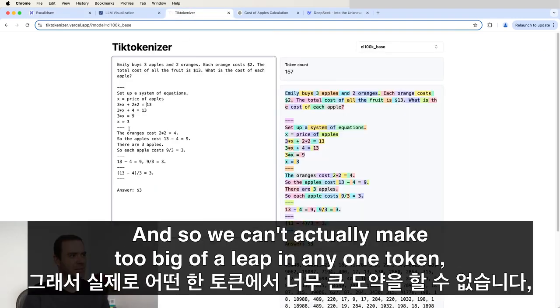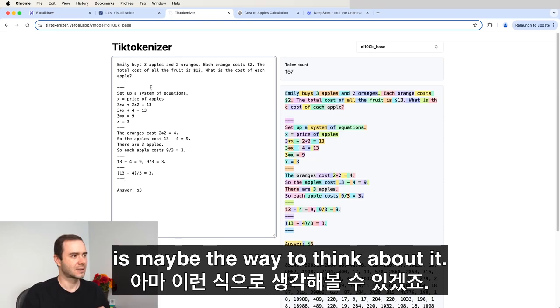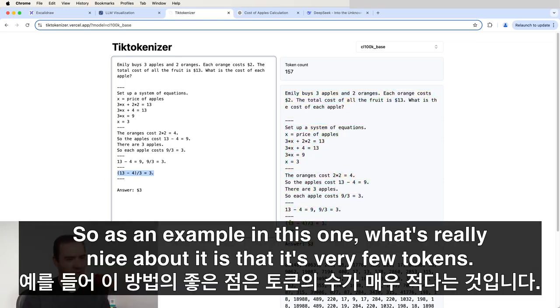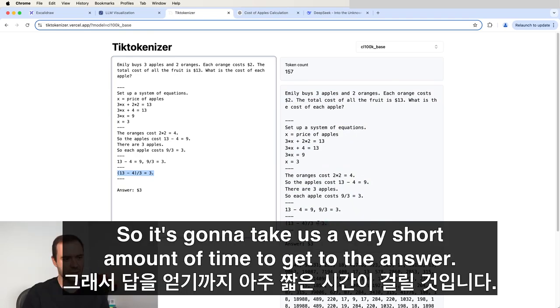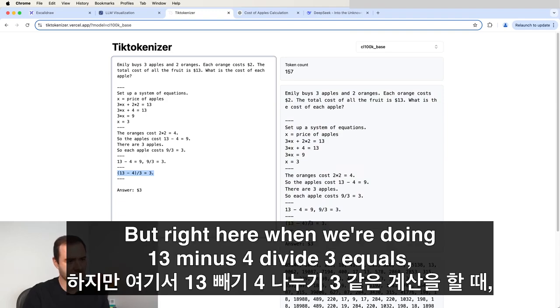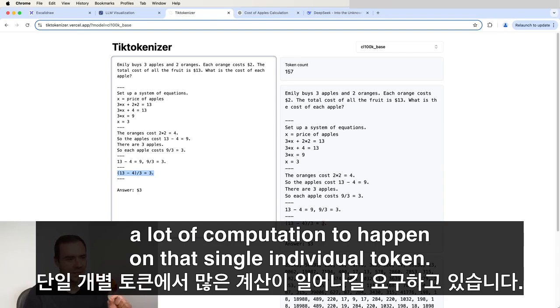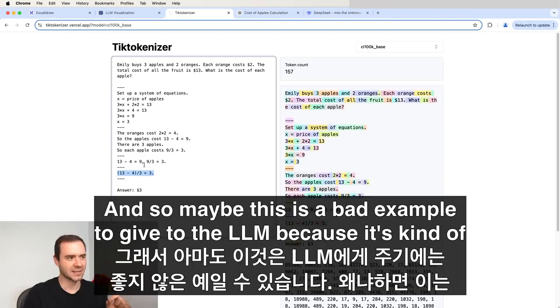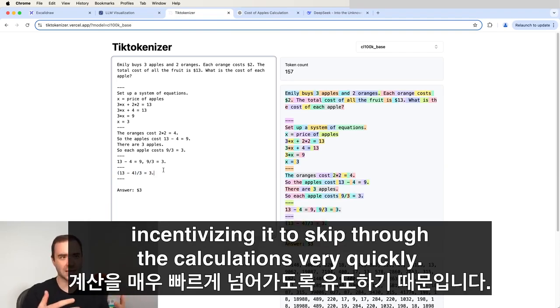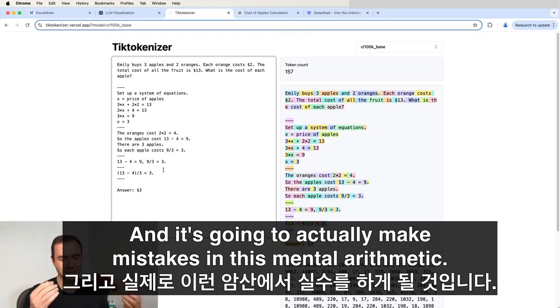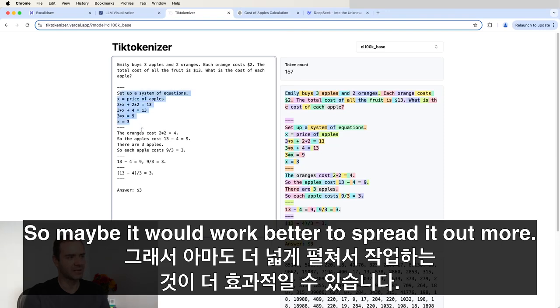And so we can't actually make too big of a leap in any one token, is maybe the way to think about it. So as an example, in this one, what's really nice about it is that it's very few tokens, so it's going to take us a very short amount of time to get to the answer. But right here, when we're doing 13 minus 4 divide 3 equals, right in this token here, we're actually asking for a lot of computation to happen on that single individual token. And so maybe this is a bad example to give to the LLM because it's kind of incentivizing it to skip through the calculations very quickly, and it's going to actually make mistakes in its mental arithmetic.